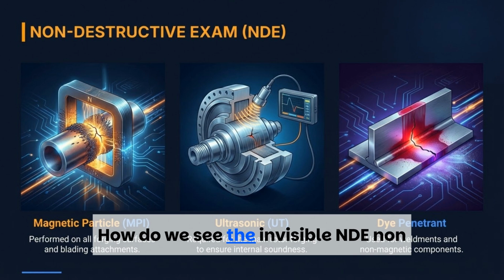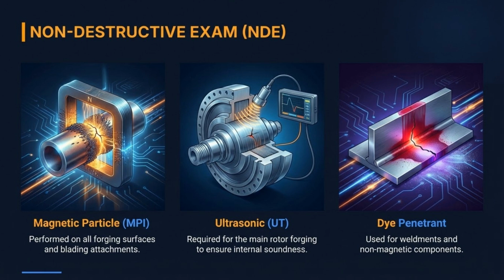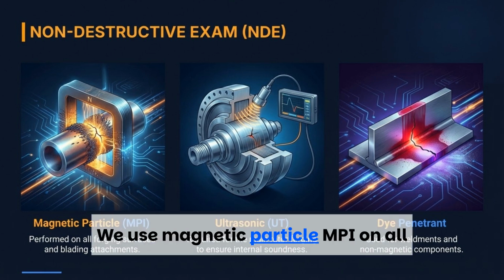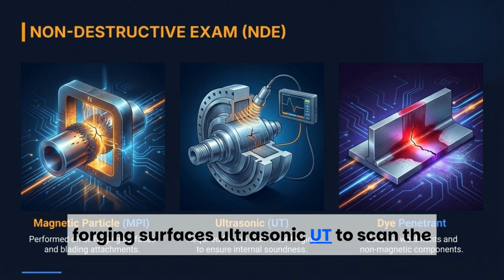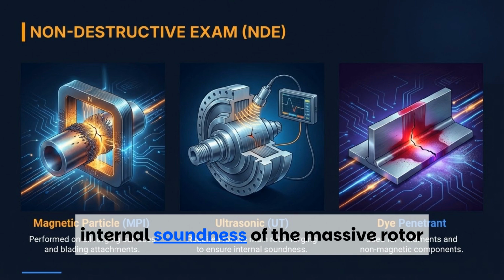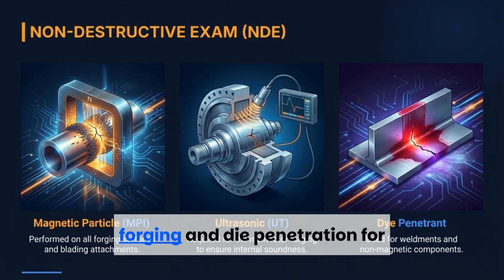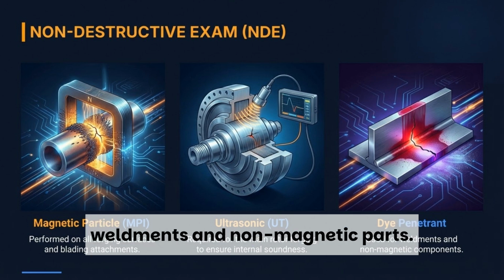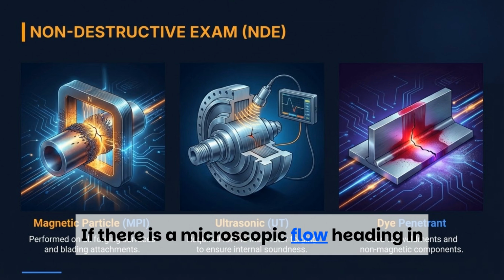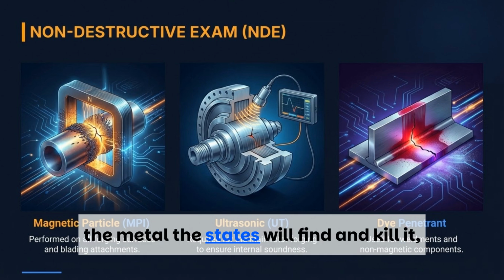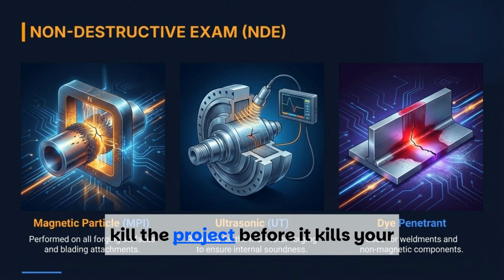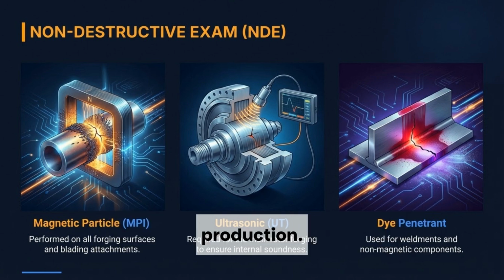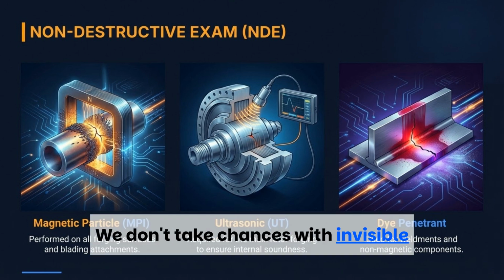How do we see the invisible? NDE, non-destructive examination. We use magnetic particle inspection, MPI, on all forging surfaces, ultrasonic testing, UT, to scan the internal soundness of the massive rotor forging, and dye penetrant for weldments and non-magnetic parts. If there is a microscopic flaw hidden in the metal, this test will find it and kill the project before it kills your production. We don't take chances with invisible cracks.